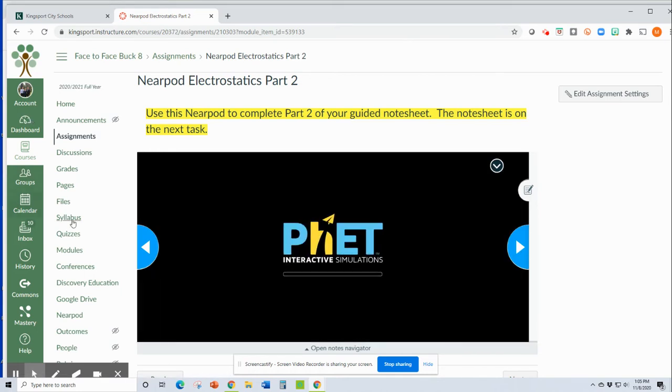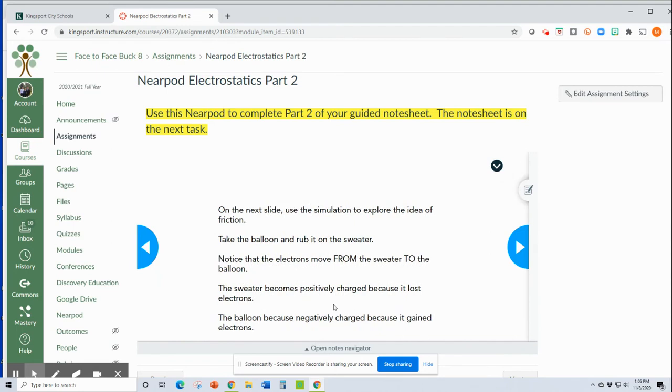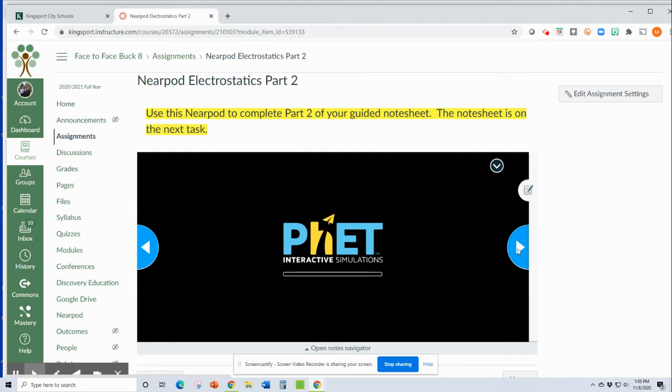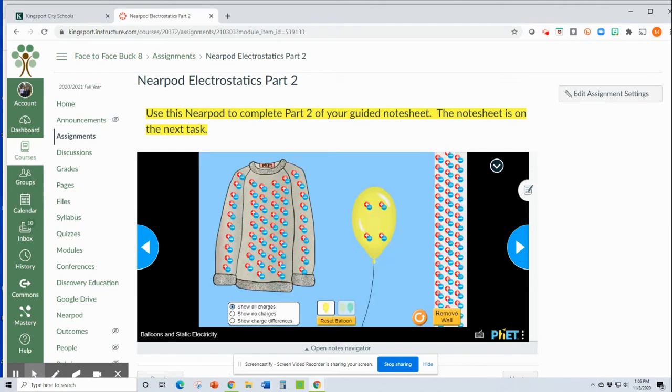Well, we've given you some directions. I'll show you right here. We've given you some directions, and we want you to simulate this idea of building up static electricity through friction. So you'll be using this simulation again, but for this part of the Nearpod, we just want you to notice that here's the balloon, and notice you've got an equal number of positive and negative charges on the balloon, so it's neutral. The sweater is neutral, and this wall over here is neutral. Now, we'll come back to this wall a little bit later, but this wall is neutral.